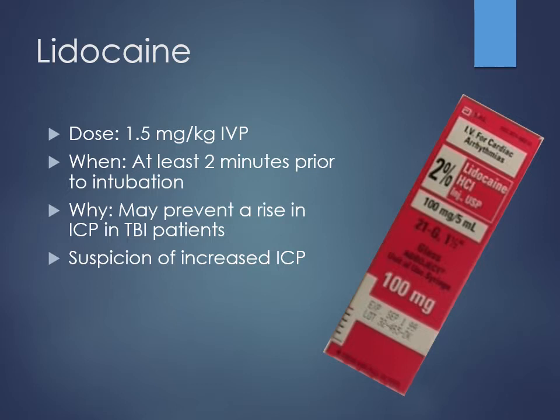Lidocaine blocks sodium channels, right? So again, you prevent action potential propagation along a nerve. It does it in the heart, and we'll do it to nerves. It acts as a local anesthetic. So what this is actually going to do is help to numb up the throat and help to prevent that gag reflex essentially, right?